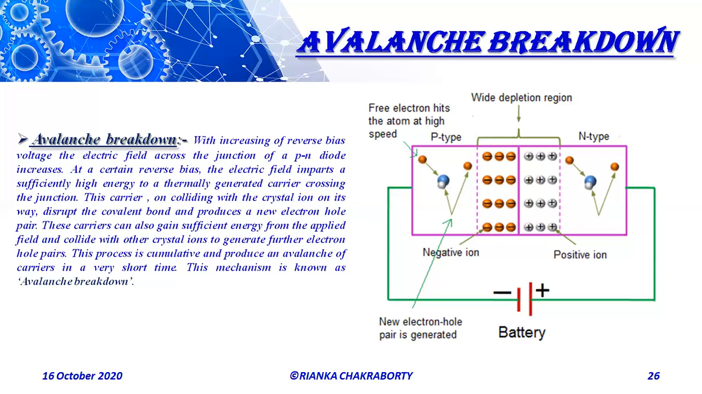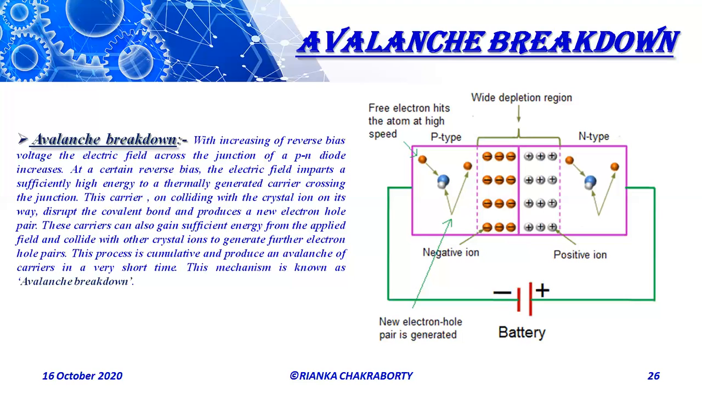When these free electrons again collide with other atoms, they knock off more electrons. Because of this continuous collision with the atoms, a large number of minority carriers, either free electrons or holes, are generated. This large number of free electrons carry excess current in the diode. When the reverse voltage applied to the diode continuously increases, at some point the junction breakdown or avalanche breakdown occurs.